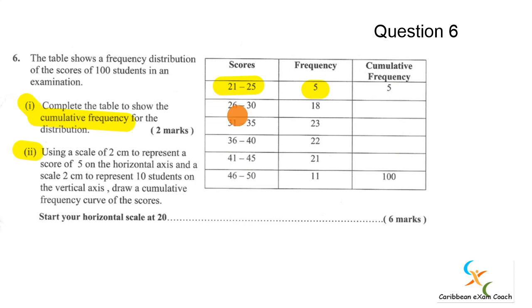Now, the number of students who scored between 26 and 30 got 18. The number of students who got marks between 31 and 35 was 23. So those are the givens, okay? Then you're asked to what? Calculate the cumulative frequency. So how do you do that? Well, in the first column, the cumulative frequency, there's no other score before that, so it's 5.